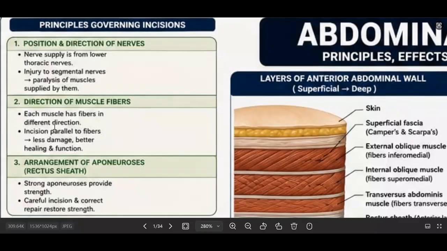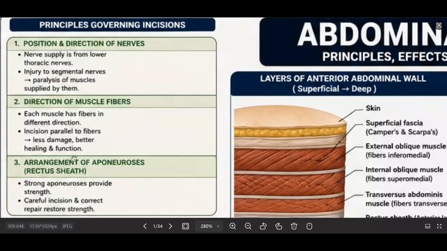That means each abdominal muscle has fibers with different directions. So if the incision is made parallel to the muscle fibers, there will be less damage to the muscles, and indirectly that means the healing will be better, the pain will be less, and the function is preserved.